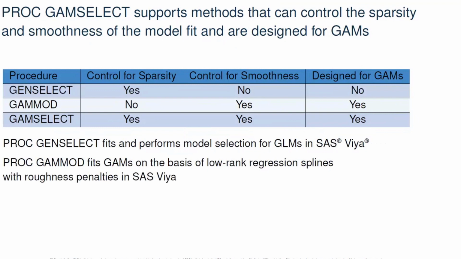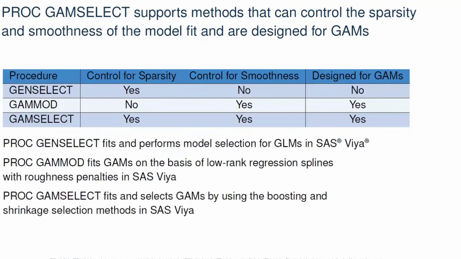The GAMMod procedure is designed to fit GAMs by using low-rank regression splines. It will allow you to control the smoothness of the model fit, and it is designed specifically for GAMs. However, it does not support model selection and does not provide tools for controlling the sparsity of the model.